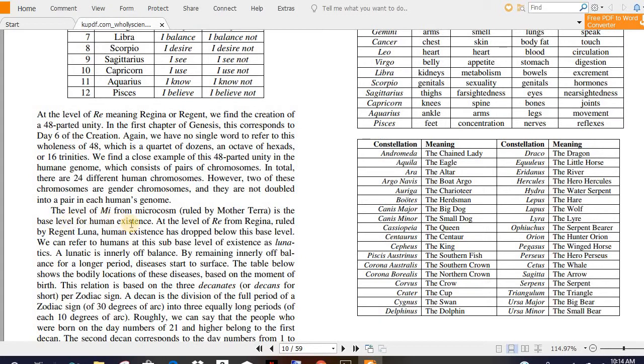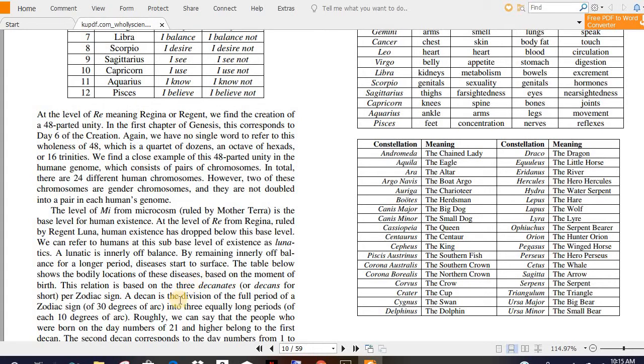The level of me, the microcosm, ruled by Mother Terra, is the base level for human existence. At the level of Ray or Regina, ruled by regnant Luna, human existence has dropped below the base level. We can refer to humans at this sub-base level of existence as humatic or lunatics. Lunatics. The sub-base level of existence is a lunatic. A lunatic is inerrantly off balance. By remaining inerrantly off balance for a longer period, diseases start to surface.